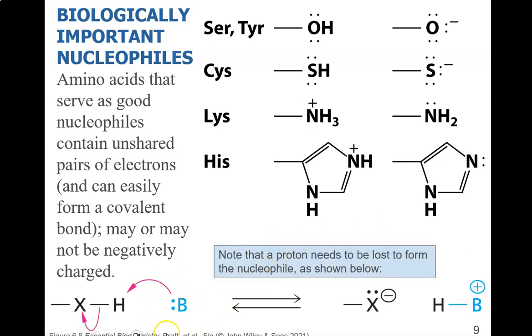So that means there has to be some other amino acid side chain in the enzyme that grabs a proton that converts this into this nucleophilic form. And again, it doesn't have to be negatively charged. A lot of them are, but you do have to have a lone pair of electrons because those are the electrons that are donated to form the bond, that temporary covalent bond between the enzyme and the substrate.